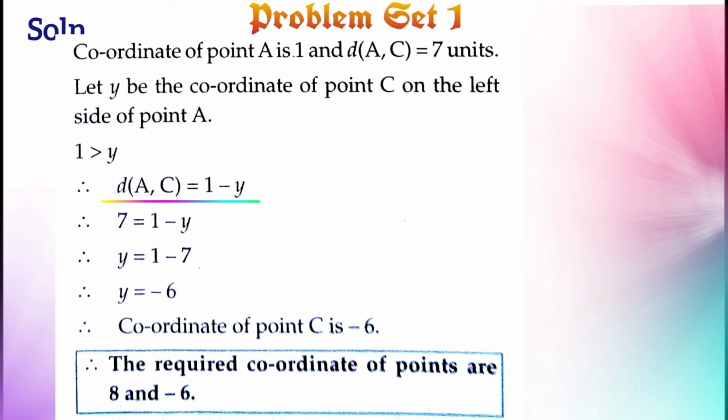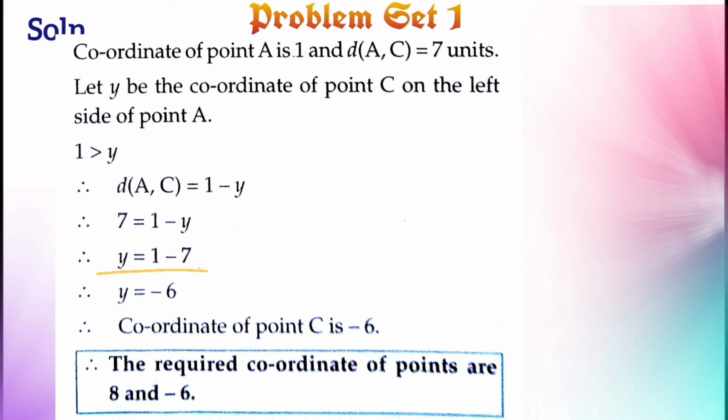So what we have to find here? Y. So 7 equals 1 minus Y. Here we want Y to be alone because we have to find the value of Y, but it is a negative variable here. So what we will do, we will not shift 1 to the other side, but will shift minus Y to the other side so that it will become plus Y. So Y equals 1 minus 7.